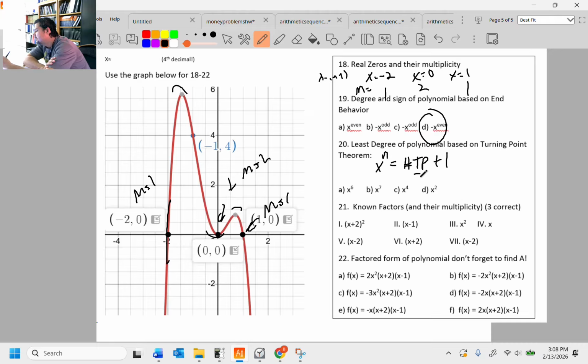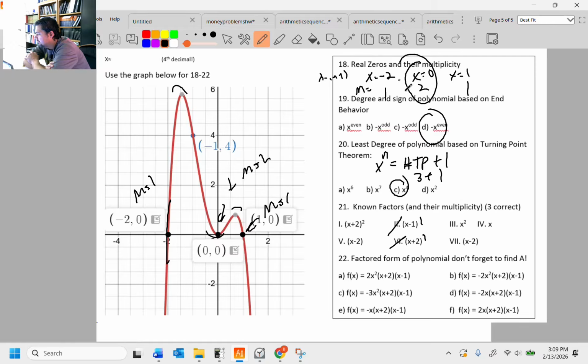Known factors and their multiplicity. So if x equals -2 is a factor, that doesn't mean that x minus 2 is a factor. It means x plus 2 is a factor. It had a multiplicity of 1. If x equals 1 is a 0, x minus 1 is a factor with a multiplicity of 1. X equals 0 happens twice. That's x squared. Those 3 right there.